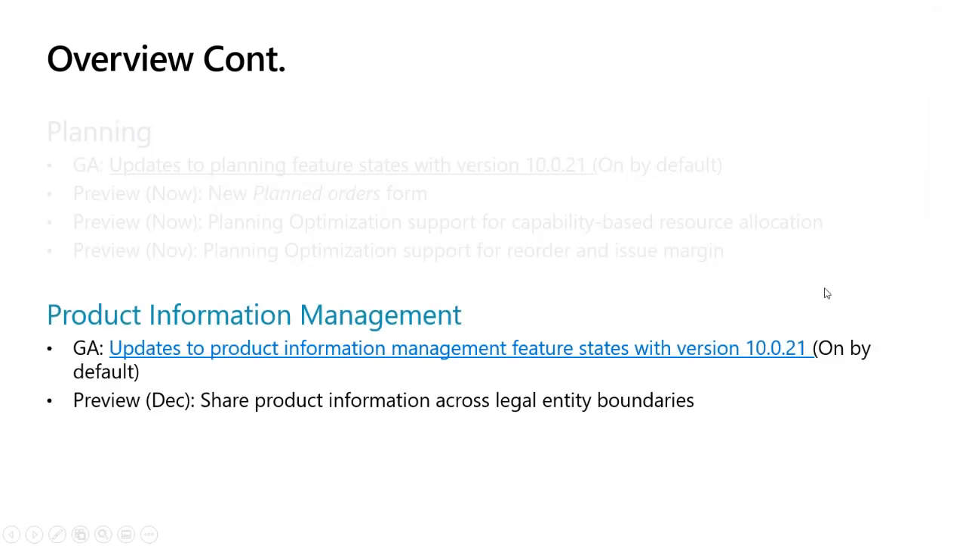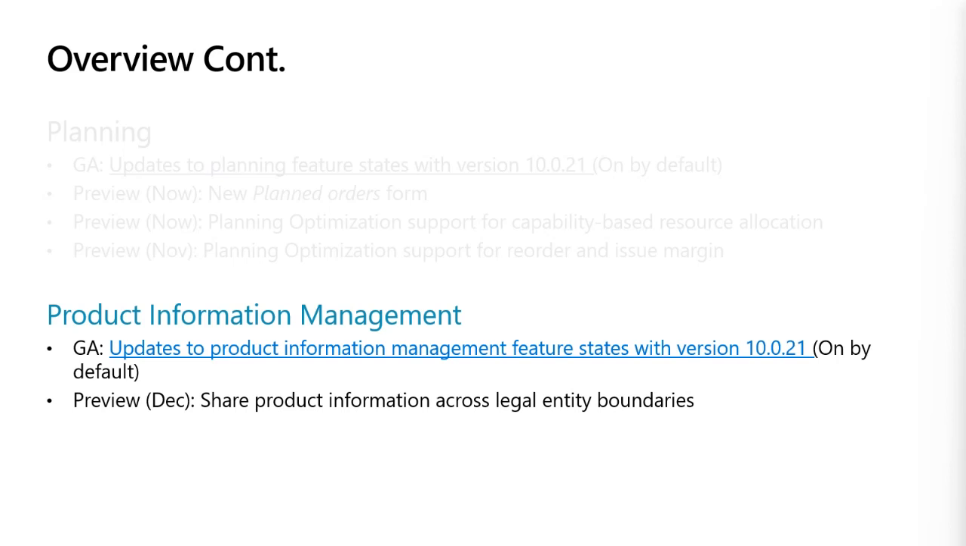And then finally, this is our last area of our overview, the production information management area. The feature states that we have on by default here include being able to access the BOM version from the BOM lines, as well as the hazmat product shipping documentation. So if you work with hazardous materials, this feature for the shipping documentation will now be on by default.